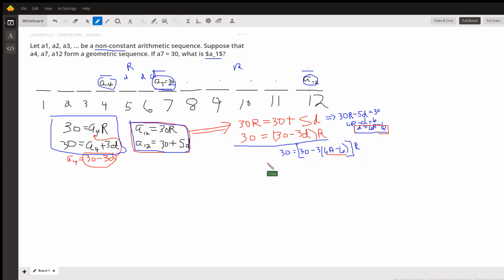You actually get r equals 5/3, or r equals 1, but r can't equal 1 because we have a non-constant arithmetic sequence, which means the terms can't be the same. So we reject this one. Once you know that r is 5/3, you can find d here. Once you know d, you can work backwards to find a sub 1. I'm not going to take you through that. Hopefully that's enough for you to get started.